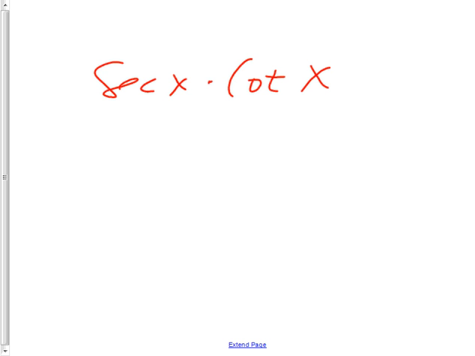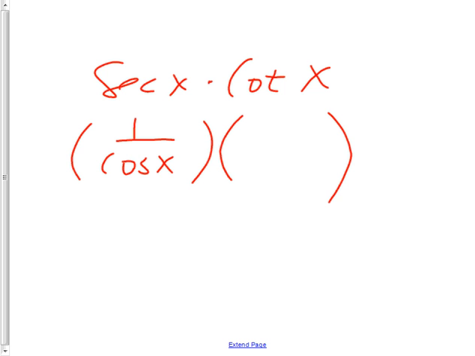Anyway, next one, secant x, cotangent x. Give me some options. Since they aren't squared, you're not going to use the Pythagorean ones. So, give me some options. Okay, instead of which one? So I'm going to replace secant with 1 over cosine. And replace cotangent with cosine over sine. That's a great idea. See what will happen?